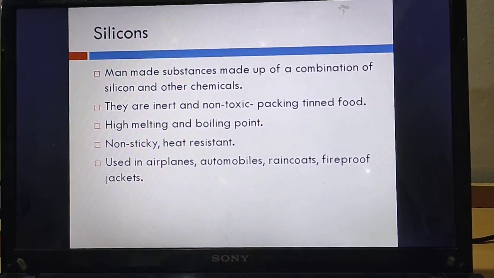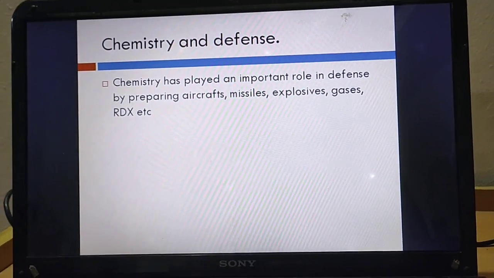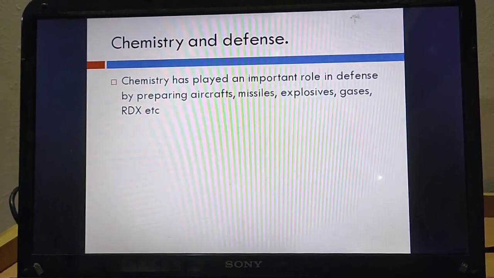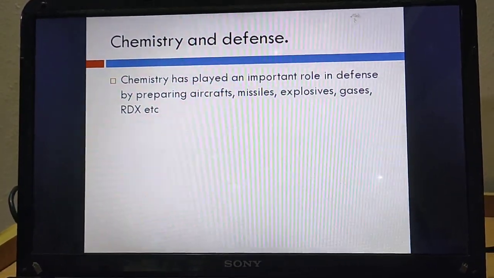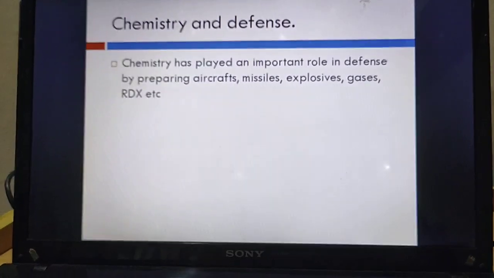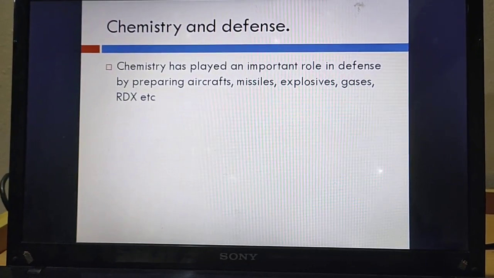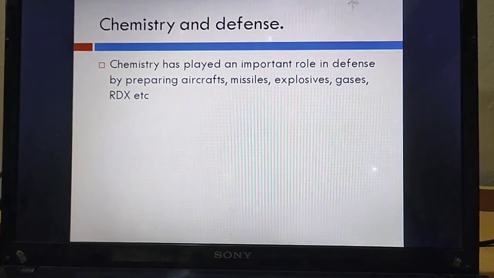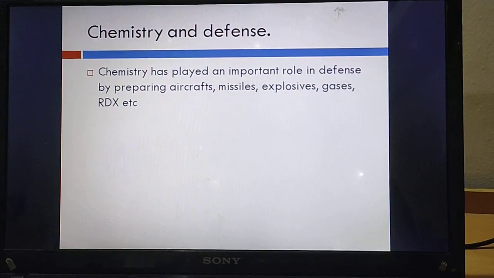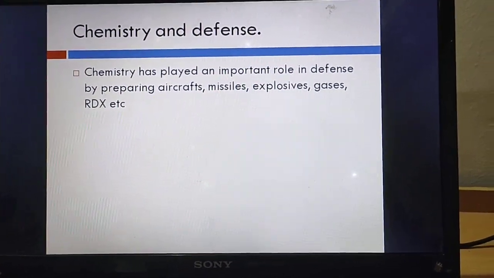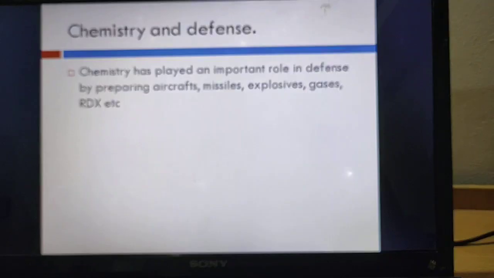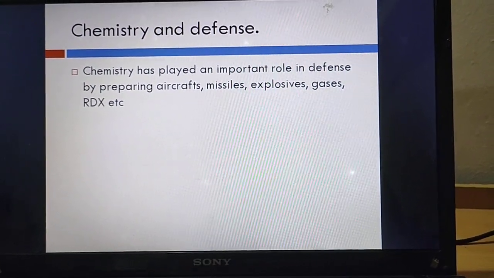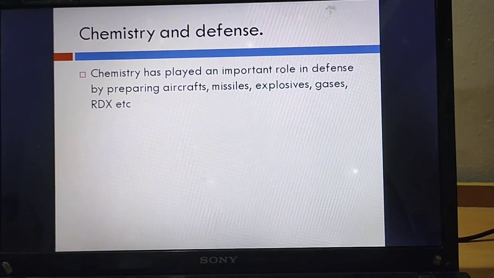The next and the last part of this lesson is chemistry and defense. You must be thinking how defense is related to chemistry. The answer is yes, it is related because so many things are used in the defense ministry, especially if you talk about different aircraft, different missiles, explosives, gas, RDX, different chemicals, different machineries which they use. In preparation of all those things, chemistry is helping. So yes, chemistry is also a part of defense.